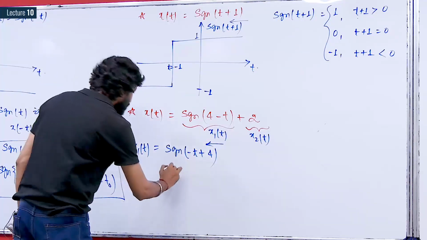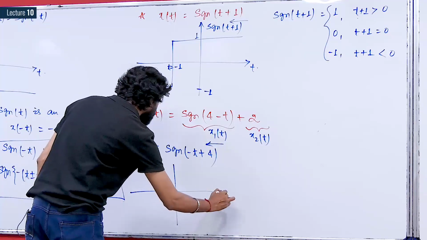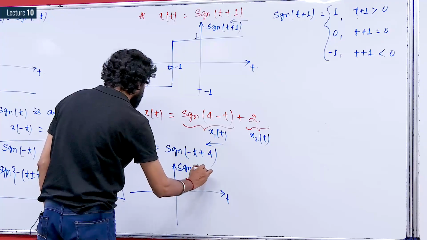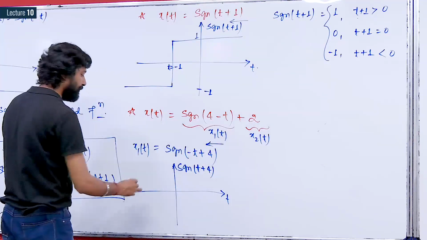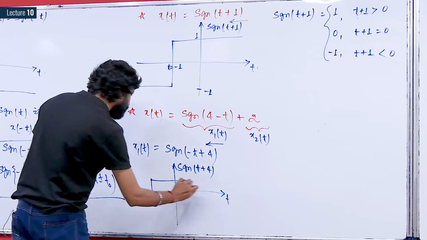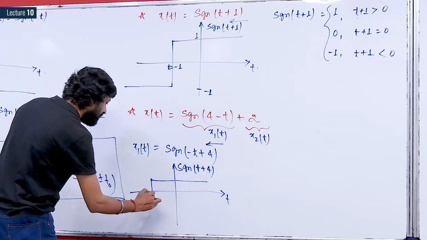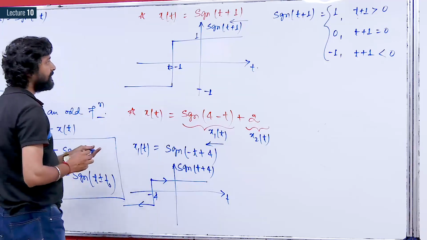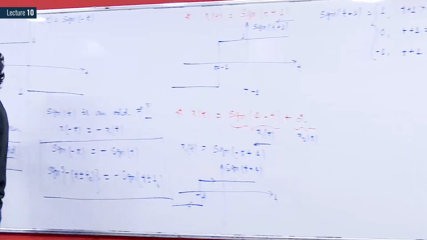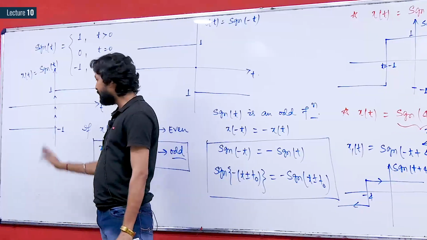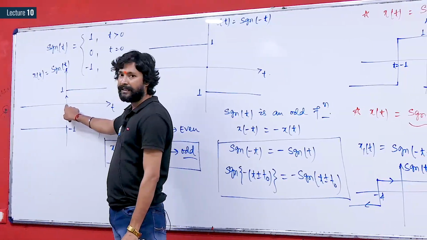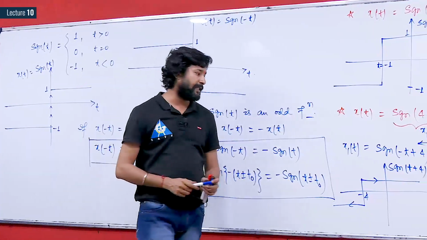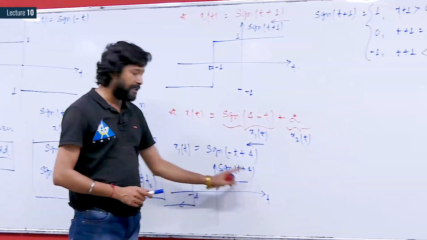So now you can first plot this function with respect to t, that is signum of t plus 4, and if you are going to take advancement by 4, then you will be shifting your signal towards the left hand side by 4 units. So this point of discontinuity will now lie at t equals minus 4. This is your signum function and we just have shifted this function towards the left hand side by 4 units. Therefore this point, which was earlier occurring at t equals 0, has now shifted to t equals minus 4. So we have plotted signum of t plus 4.